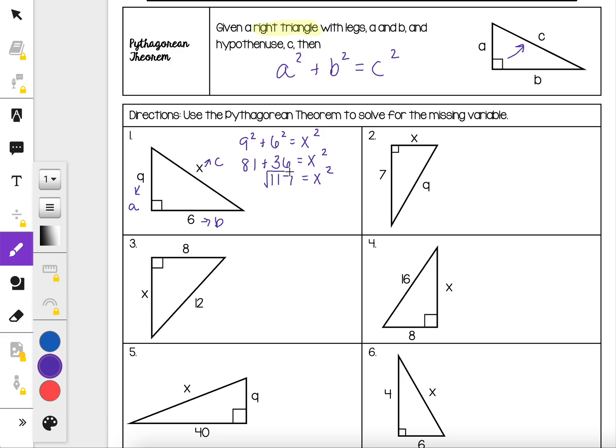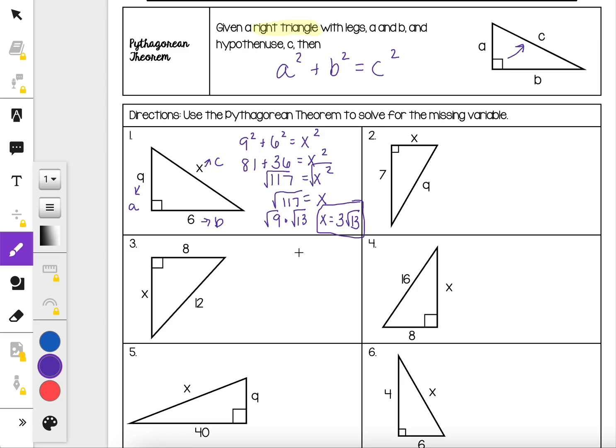Now to solve for x, we're going to take the square root of both sides. Now, if this was an algebra problem, we would say that x equals plus or minus the square root. But because this is a geometry problem, we're talking about the side length of a triangle. We know it has to be positive. So x is going to equal the square root of 117. If we simplify that radical, we can break this up into the square root of 9 times the square root of 13. So x equals 3 times the square root of 13.